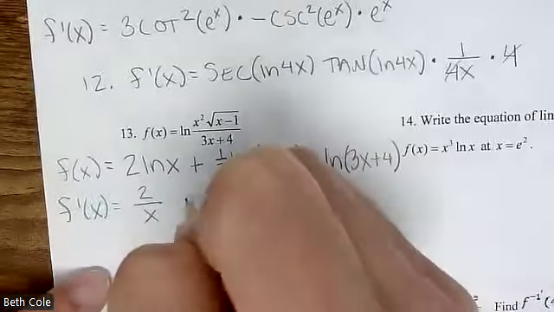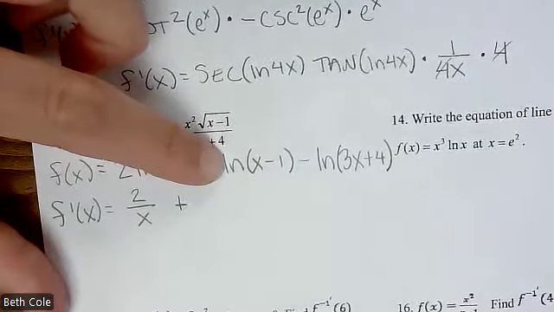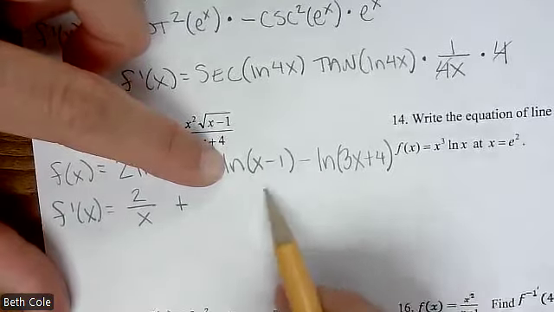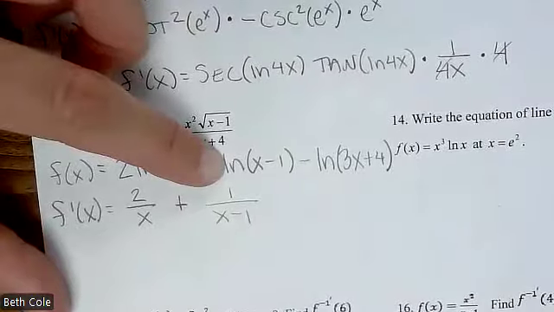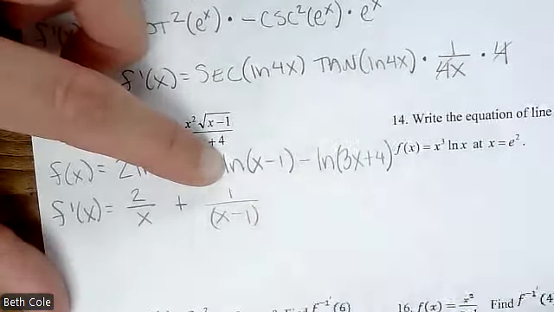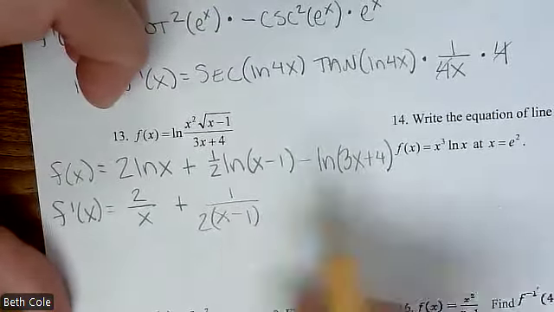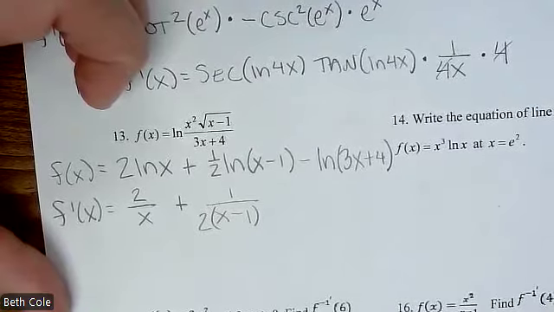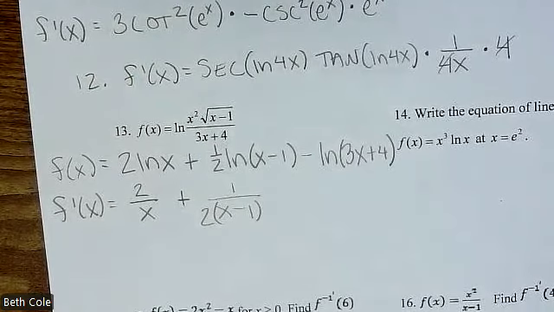2 over x. Good. Plus, let me cover up the 1/2. The derivative of this would be 1 over x minus 1, right? There's just a 1/2 there. The 1/2 just stays. So it's 1 over x minus 1. If anyone who is a very thorough person noticed, what other rule technically happens there, but we don't have to write anything?